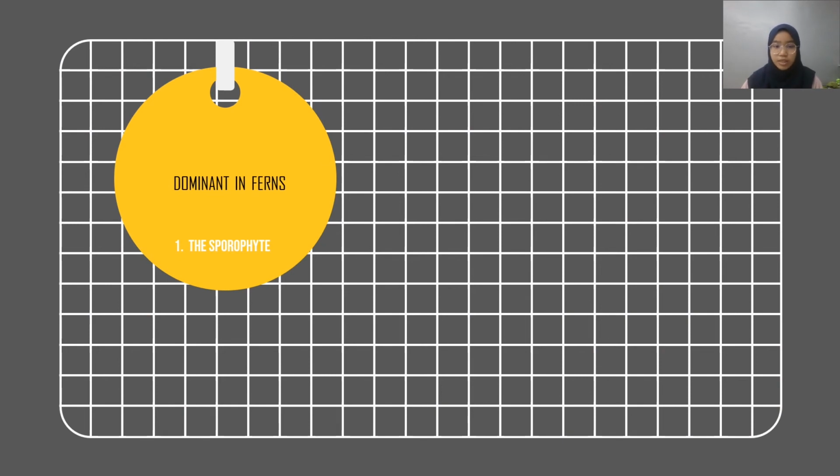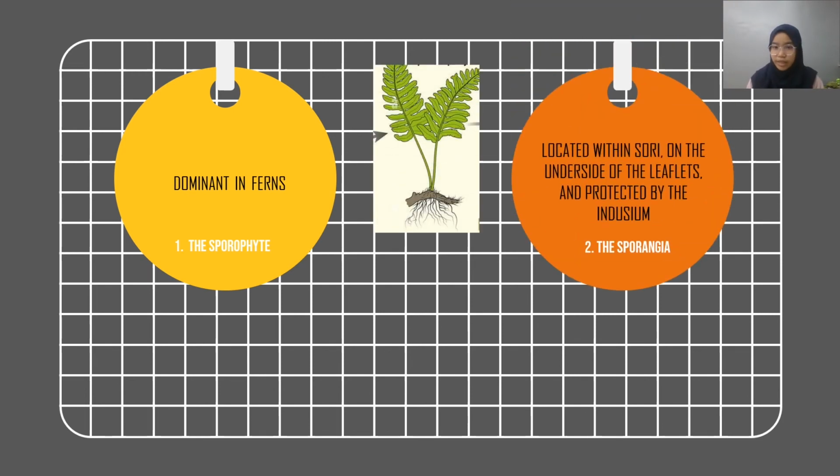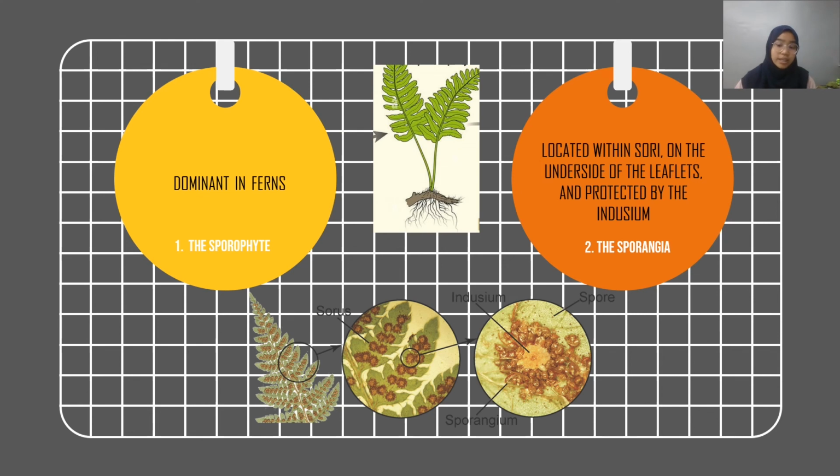The first process is the sporophyte. Sporophyte is the dominant phase in ferns, which means it controls the production of ferns. Second is sporangia. As you can see in the diagram below, sporangia are located within sori or sorus, on the underside of the leaflets of ferns, and are protected by the indusium.